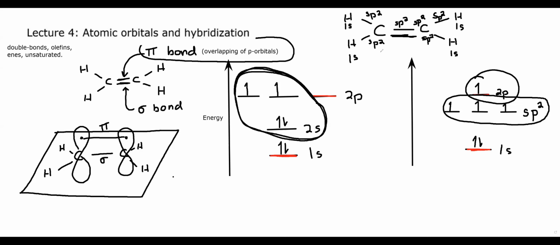Let's draw it in blue. One of the p orbitals is responsible for making this pi bond here, and that's this electron in the 2p orbital. So this is overlapping of the 2p orbital. This pi bond, which is an overlapping of p orbitals, is being made from the overlapping of a 2p orbital on one carbon and a 2p orbital on another carbon.